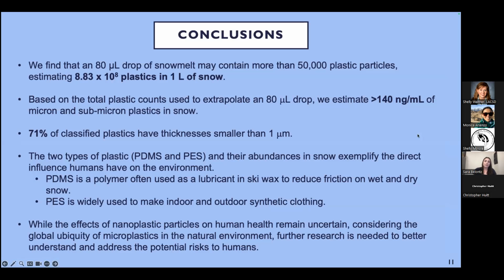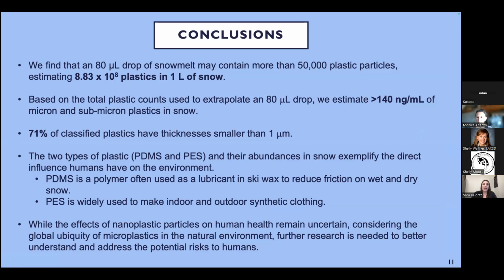Okay, in conclusion, we find that an 80 microliter drop of snowmelt may contain more than 50,000 plastic particles, estimating 880 million plastics in 1 liter of snow. Of course, that is an extrapolated concentration. I know that we are slowly moving towards mass-based concentration. So based on the total plastic counts used to extrapolate an 80 microliter drop, we estimate greater than 140 nanograms per milliliter of these micron and submicron plastics in snow.